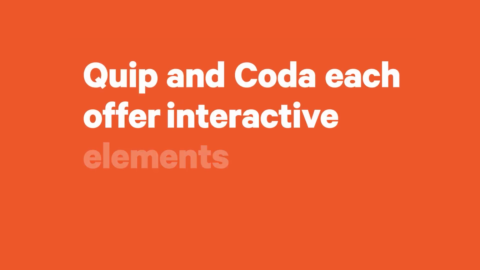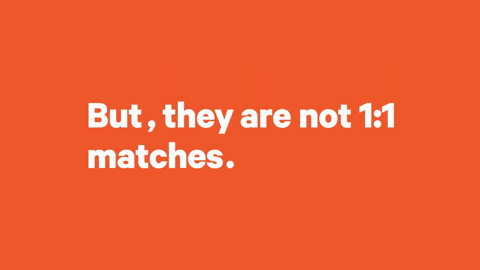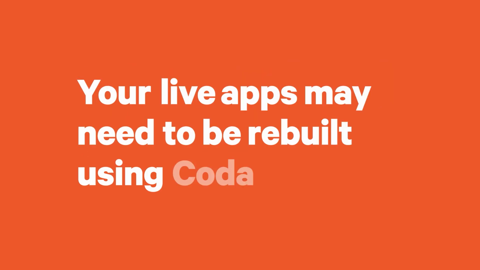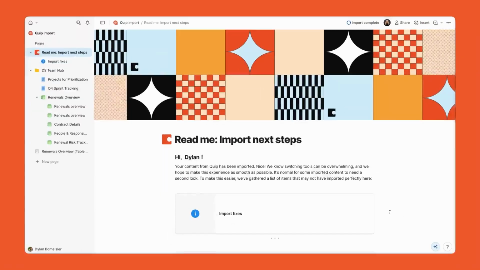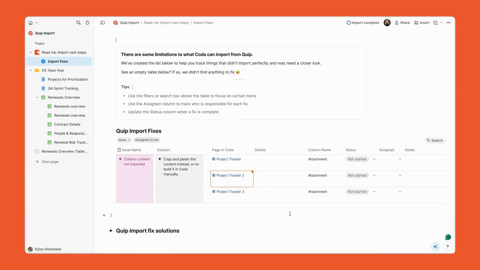One final difference worth mentioning in this video are live apps. Quip and Coda each offer interactive elements, but they're not one-to-one matches. If you use Quip live apps like the calendar, the Kanban, the polls, Jira, progress bars, or Salesforce integrations, those may need to be rebuilt using Coda packs or other features within Coda. If your import includes items like these, Coda will automatically flag them and offer suggestions during the import process. These are high-level differences, but you'll find all specifics you need in our Quip Importer resource guide.